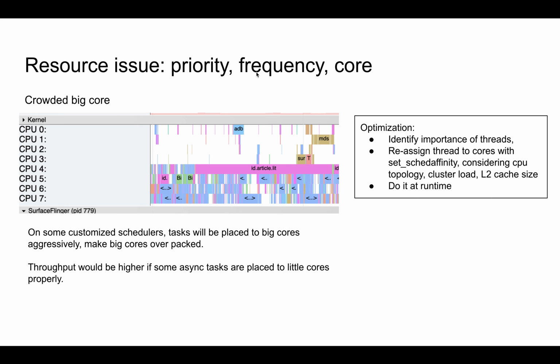Identifying the importance of a thread is possible, and the CPU topology and class load are also available. Then we can reassign the threads to CPU cores based on this information. On some specific CPUs, even L2 cache size is taken into account. Some octa-core CPUs look like symmetric multiprocessors: two clusters have the same architecture and the same frequencies, but the two clusters have different L2 cache sizes. So the performance would be much better on the bigger cache size cluster if memory access is the bottleneck.